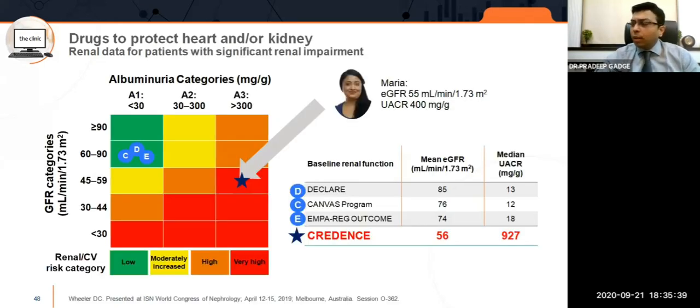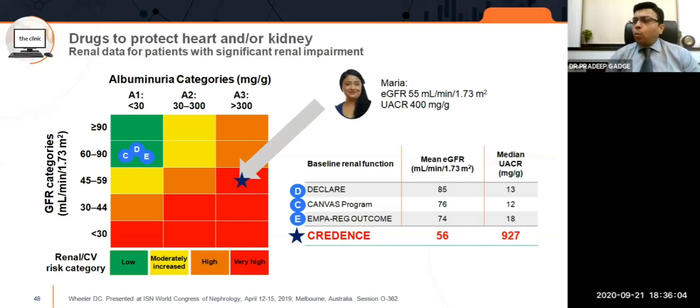Now let's see our patient again. See, this is how you classify a patient. The staging of CKD is done this way, depending on albuminuria and depending on the creatinine and the eGFR rate. So this patient was in the A3 category.